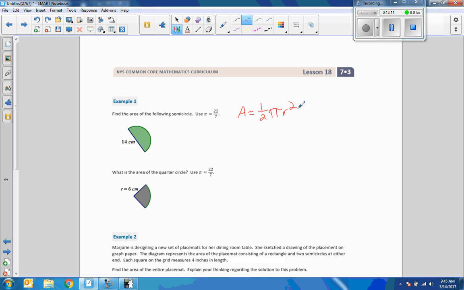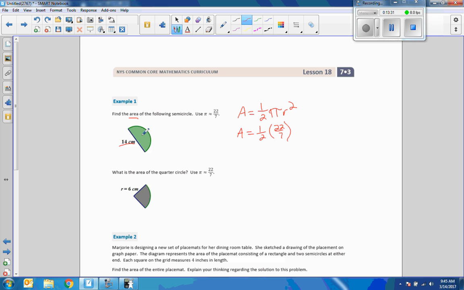Still have students not doing this on quizzes and tests. If it's asking for the area of something, then write the formula. Substitute in the givens, simplify, and solve. So we are given pi is 22/7 instead of the pi symbol.